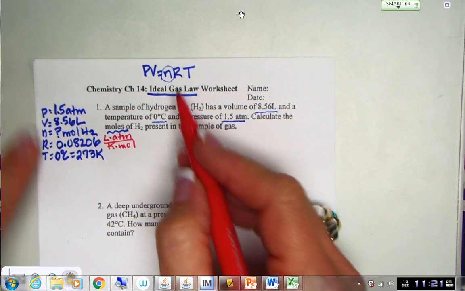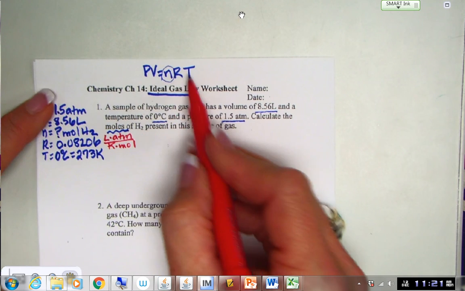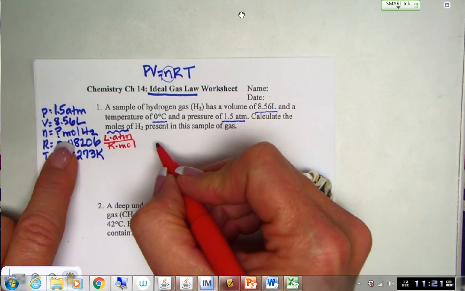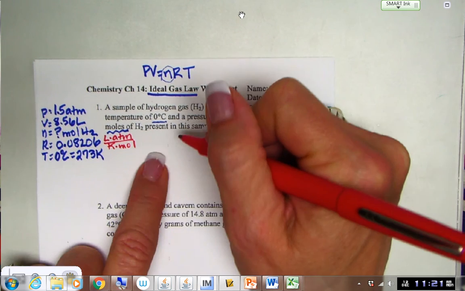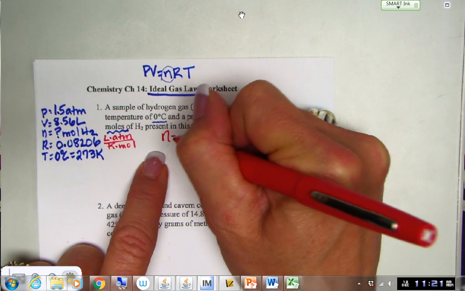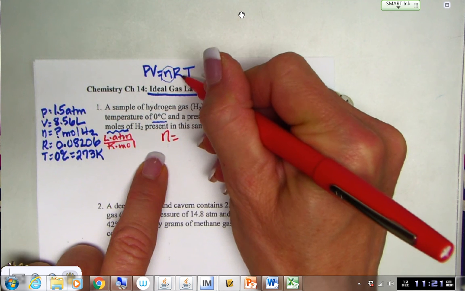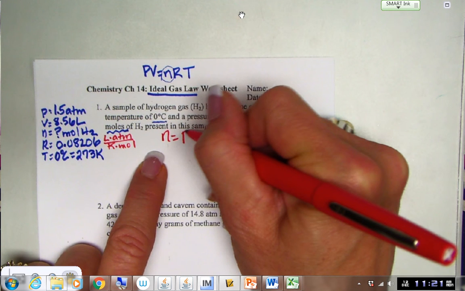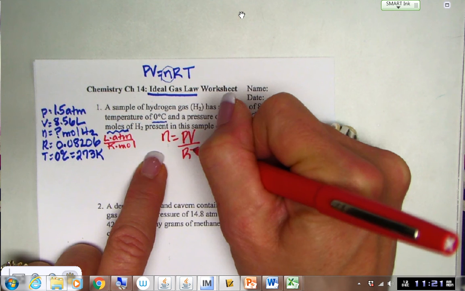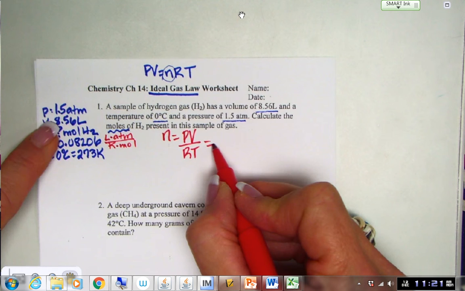Now I'm going to go ahead and rearrange this formula to isolate my variables since I'm solving for moles. You do not have to do this, but this is something I want y'all to work towards. So the formula, if you isolate this and solve for moles, you're going to need to divide by RT. So the formula becomes n equals PV divided by RT.